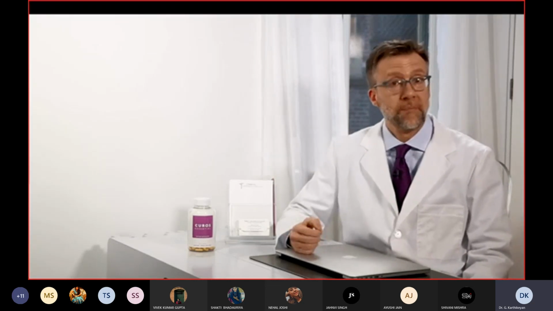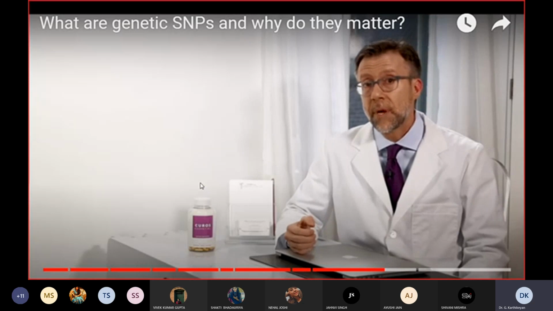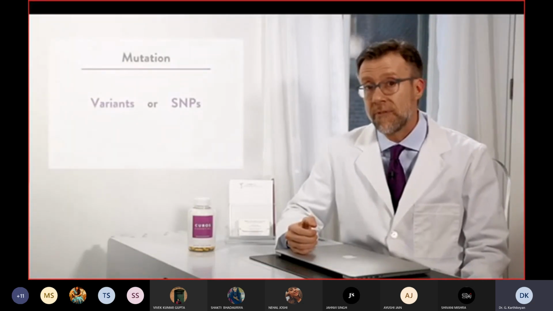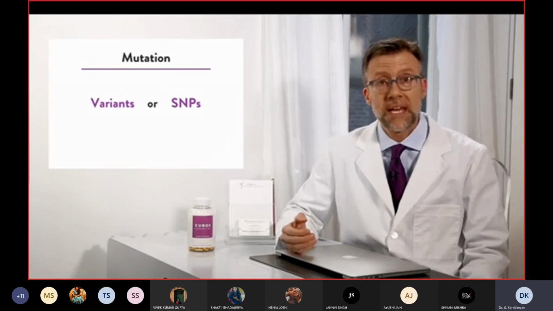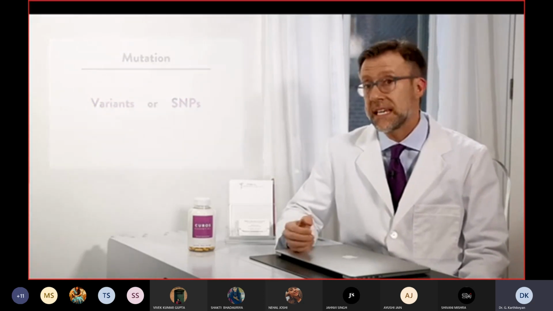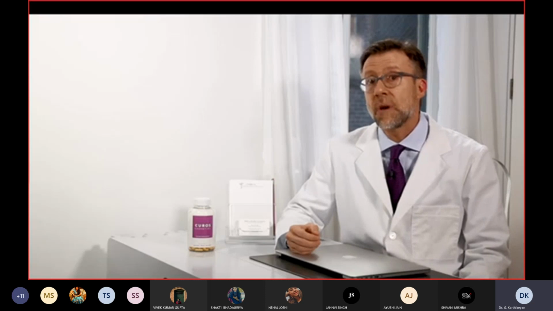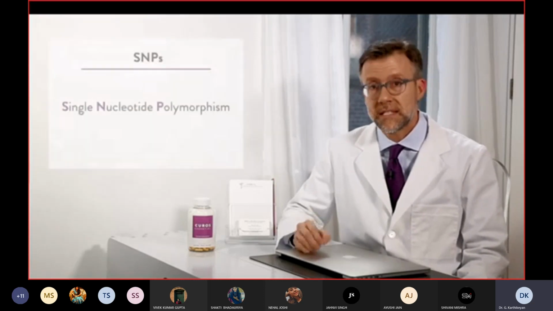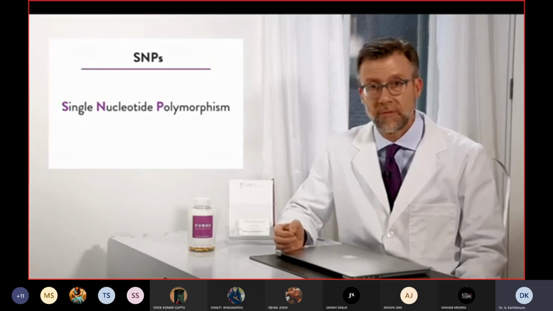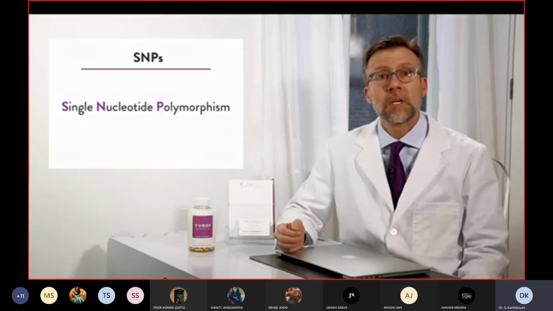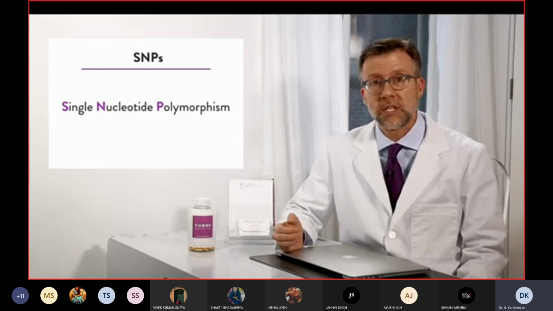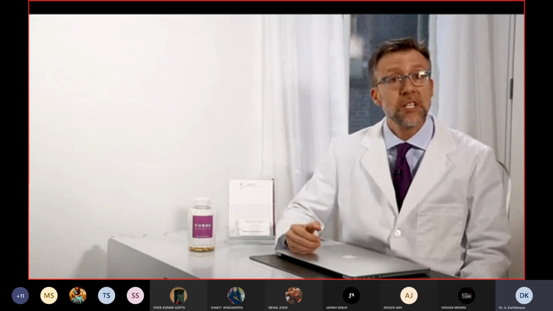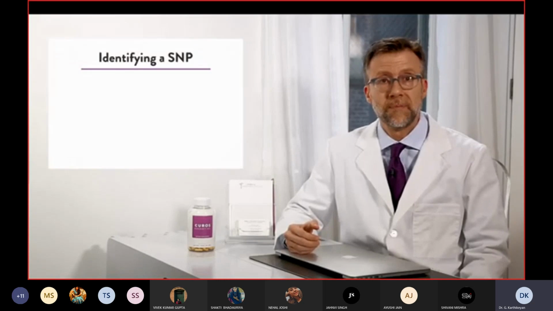So here's the last point I want to make. I used the word mutation, but often when you look at genetic reports, you'll see a different term used, either variants or SNPs. If I have a C in a certain spot in my DNA and you have a T in that same spot, scientists call that variation a single nucleotide polymorphism, or SNP. So when we talk about your SNPs, we are talking about mutations that changed one letter in the codon. Got it? So when you see a genetic report, here's how they'll talk about it.